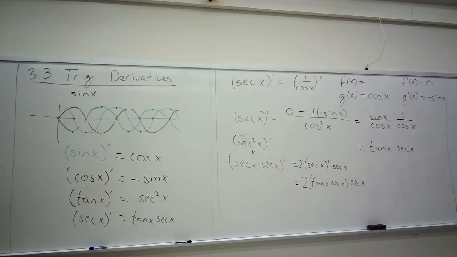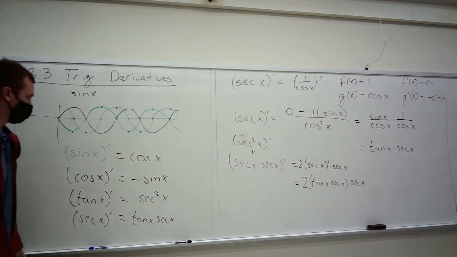Which trig functions am I forgetting? Cosecant and cotangent. Okay, we've got secant. We don't have cosecant. We don't have cotangent. We've got 15 minutes left. Yeah, let's do them, right? Okay.